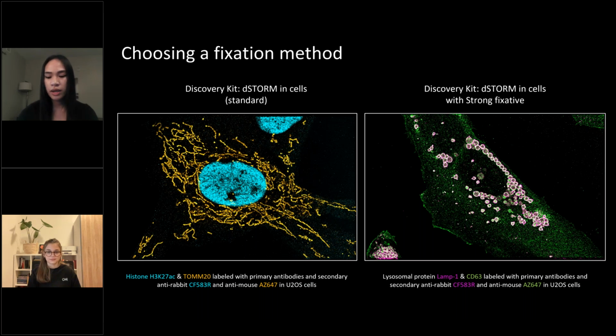On the right-hand side, we have a lysosomal protein that's labeled with CF583R, and then we have CD63 that's labeled with AZ647. These are membrane proteins, so we did use PFA plus glutaraldehyde to preserve the native structure of these proteins. But it is important to note that not all proteins can be fixed with glutaraldehyde, as it can disrupt some of the epitopes. So we do recommend that you search the literature and ensure that your fixation conditions have been optimized for your protein of interest.